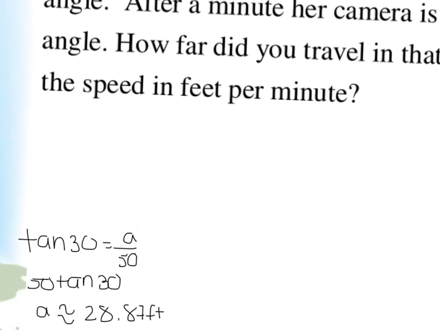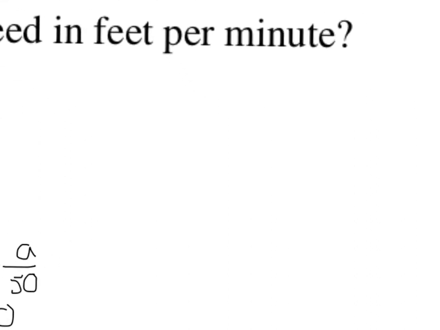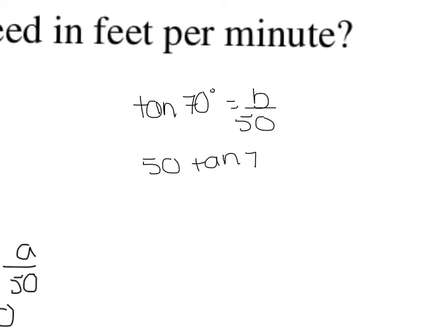That trig function, tan of 70 degrees equals opposite over adjacent. So again, multiply both sides by 50. Put this into your calculator. Remember, we're in degree mode because I see the degree symbol. And round to 2 place values. Okay, that's 137.37 feet.